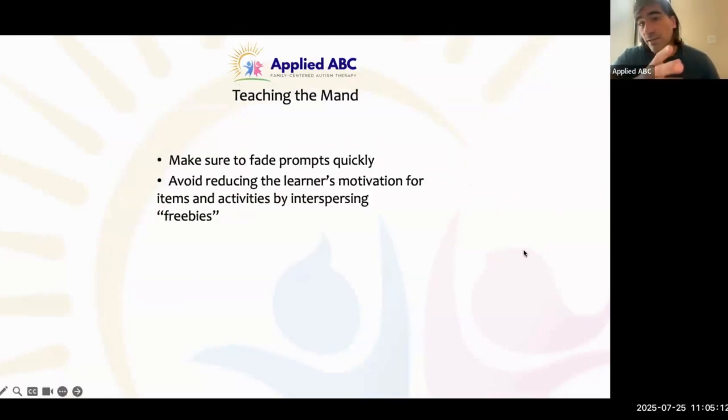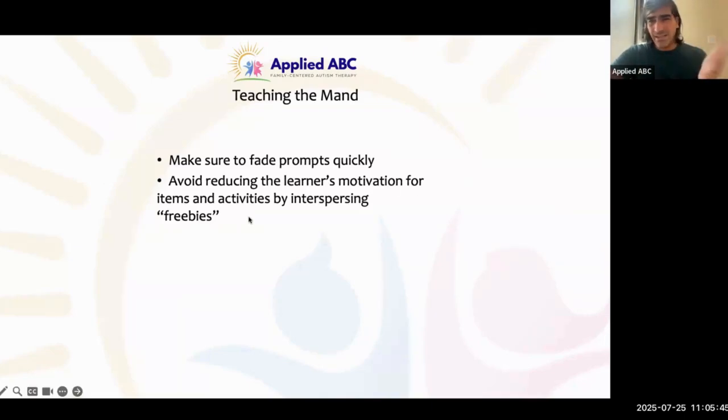Make sure to fade prompts quickly. Once that link is established, then we're pulling it back. I've got a video on this later, but you start with say chip, chip, and then you can go to a partial verbal, ch, and then they know chip, and then it's like, what do you want? And then there's a visual indicator. You pull that back. The prompts are there to provide the structure, and then you pull those back so they know how to do it on their own.